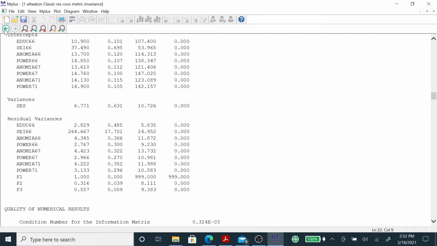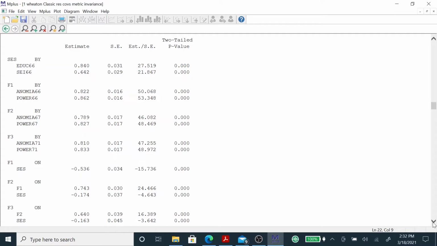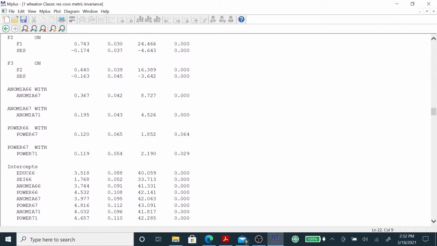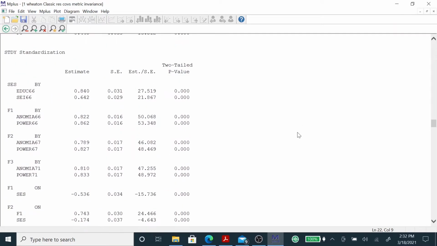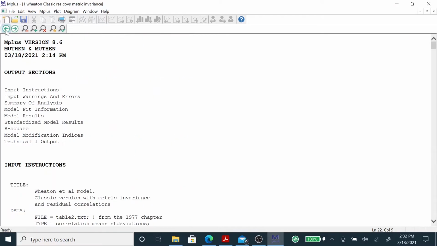Now you can look at the standardized solution as well, and get all of the results in standardized metric. And for instance, then you can see what the correlations between the residuals are: 0.3, 0.2, 0.1, 0.1. So higher residual correlation for anomia than for powerlessness. And we have another kind of standardization, and then finally we get to, I can go this way faster, modification indices.